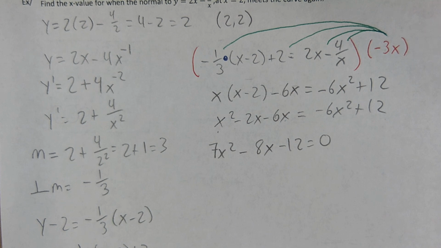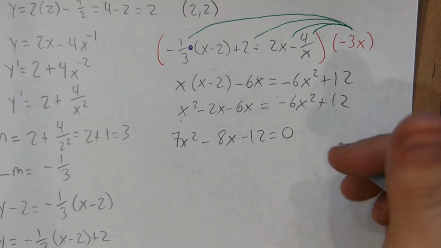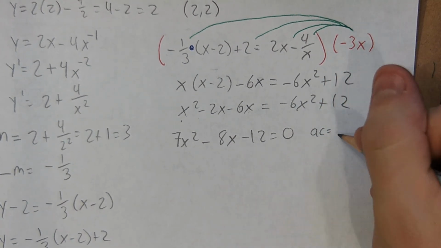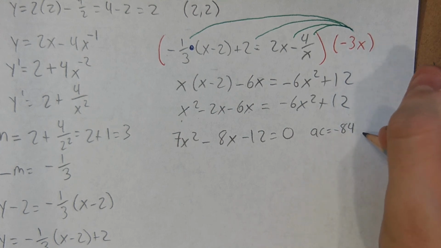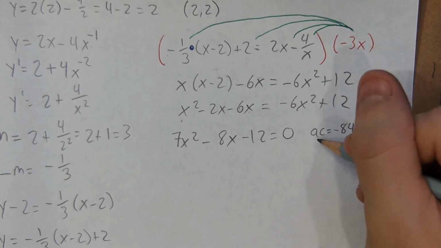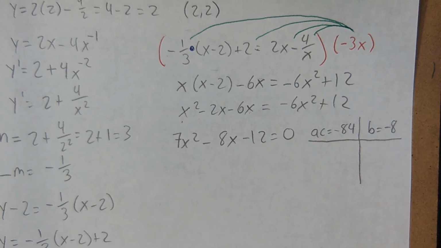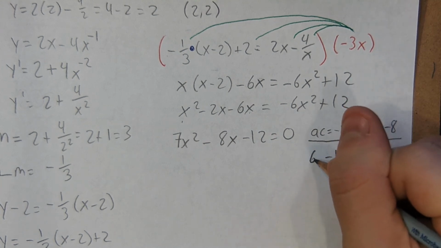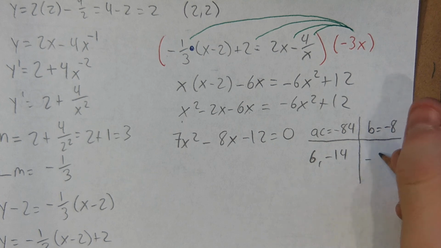Your job is to figure out, I'm going to go ahead and model the Lizzie method in case you've forgotten how to do it. Your job is to figure out which two numbers will multiply to a times c, which here, 7 times negative 12 is negative 84. And they have to add to b, and b is negative 8. Ooh, got close to the edge of this paper. So the two numbers that multiply to negative 84 and add to negative 8 are 6 and negative 14. It might have taken you a little while to get there, but eventually you would have.